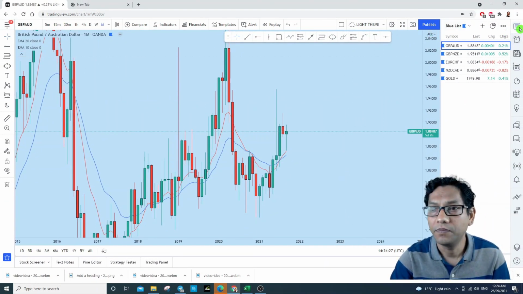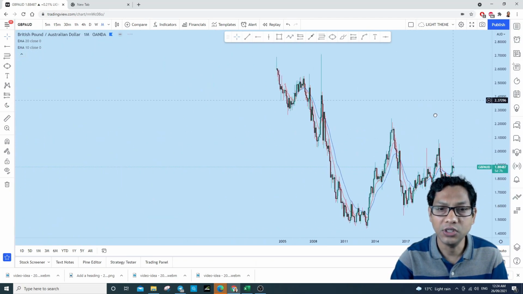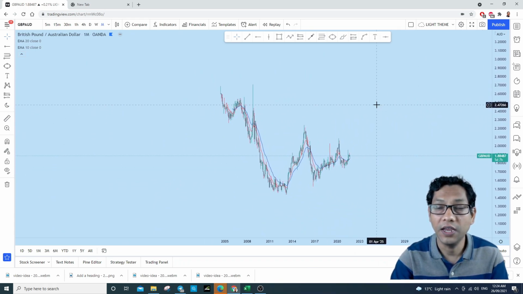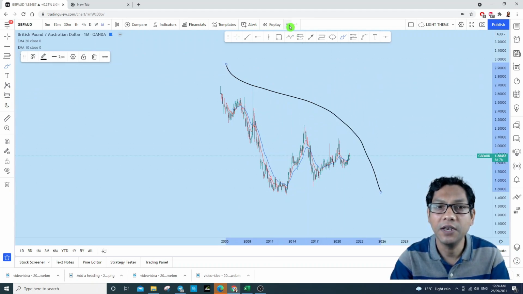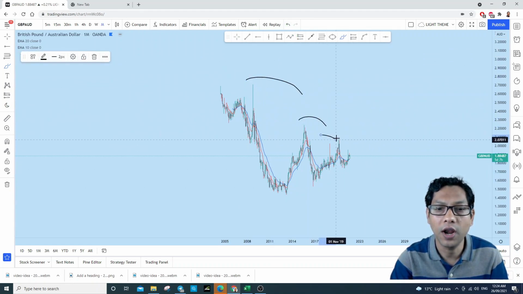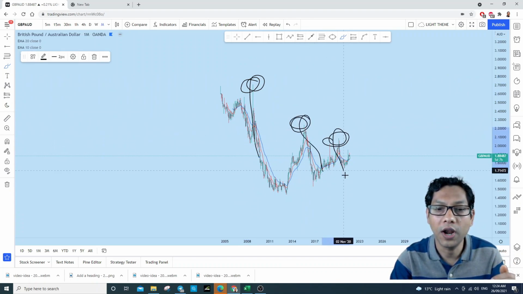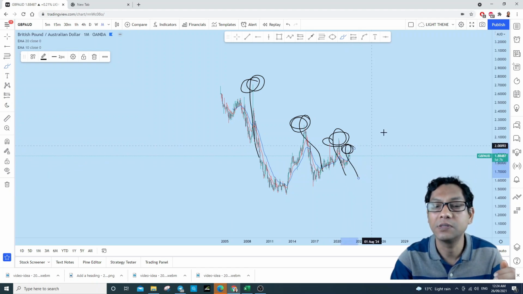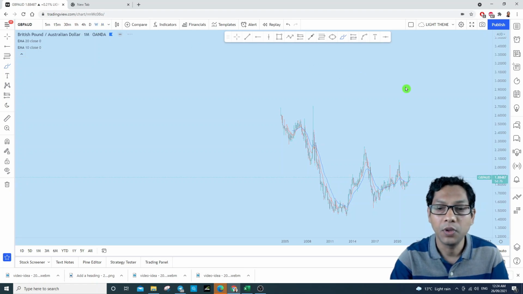GBPAUD. Let's start with the monthly time frame. Same as GBPNZD, GBPAUD as well, over the long term, is in a downtrending market. Look at this chart here. This is a completely downtrending market, creating a lower high with every long weekly candle, dropping with a lower high, dropping from here with a lower high, and now from here we can expect another drop to the downside.